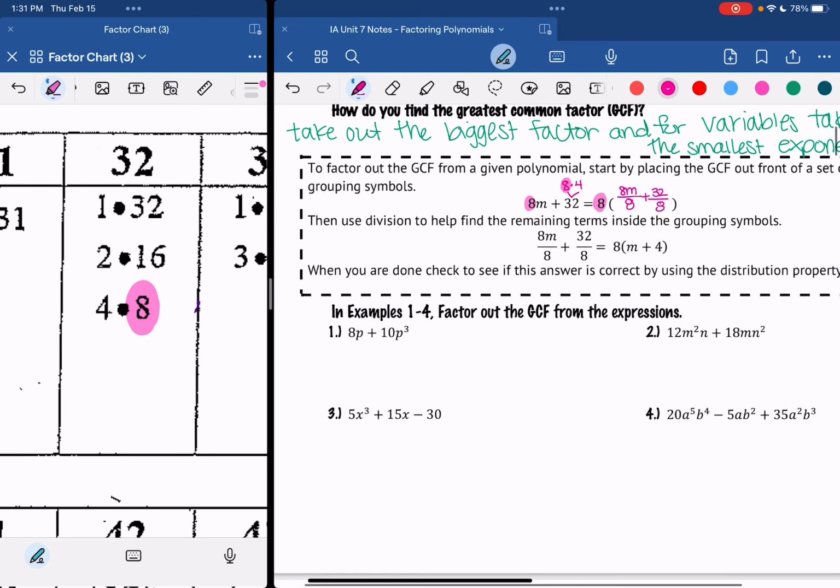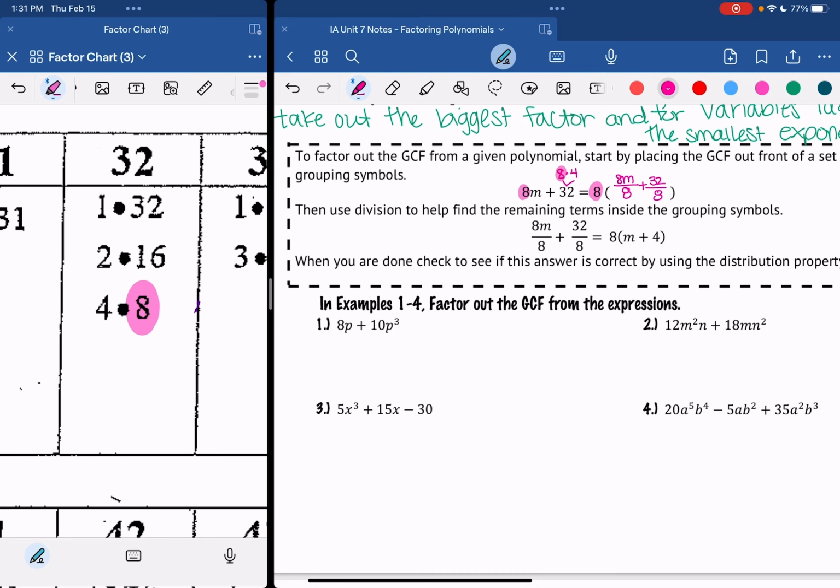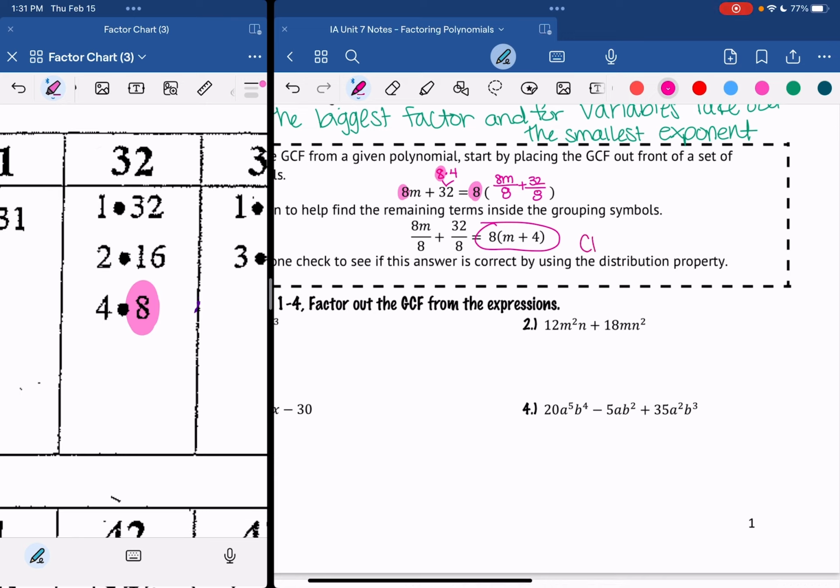Now we're going to use division to help us find the remaining terms inside of the grouping symbols. Well, 8m divided by 8 is just m. 32 divided by 8 is 4. So there we have it. We can always check to see if our answer is correct by multiplying. 8 times m is 8m. 8 times 4 is 32. So it checks out.